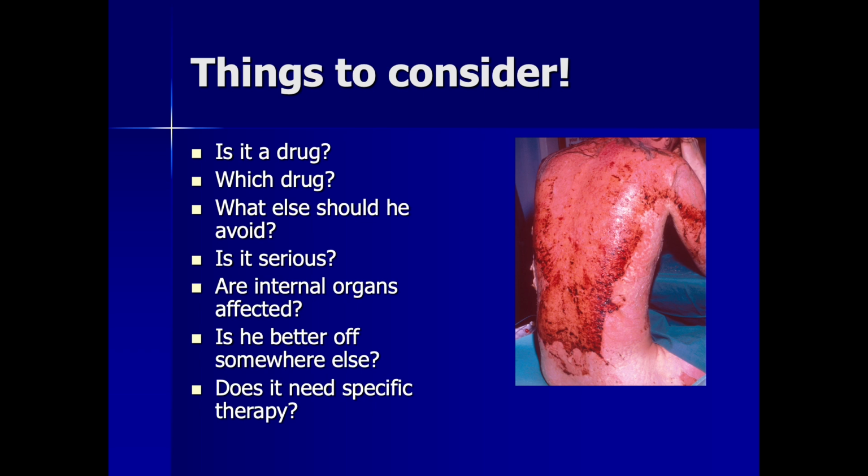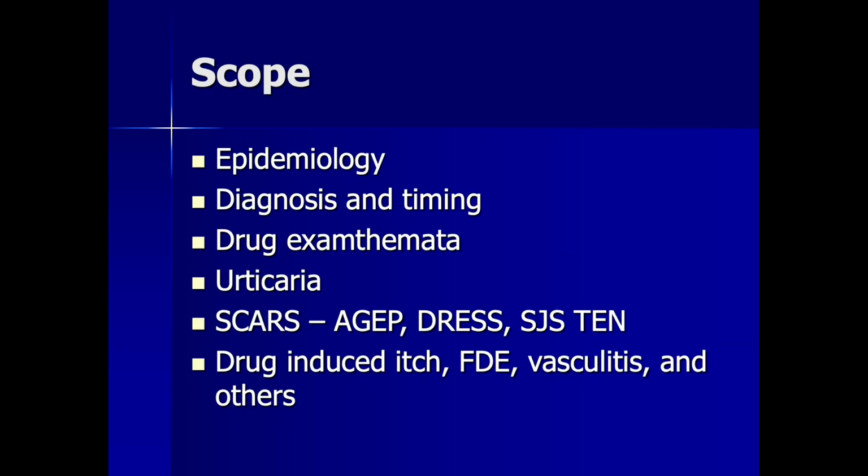You're going to ask yourself, if they've got a drug rash, are any other internal organs affected, such as the lungs, the liver, the thyroid, the kidneys? Does he need any specific therapy? And particularly with things like toxic epidermal necrolysis, is he better off somewhere else? People with TEN are often managed in burns units, and the outlook in specialist centres is better than in general centres.